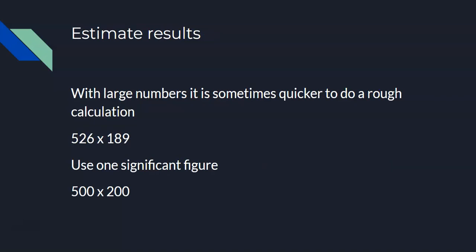Sometimes it might ask you to estimate results. And with large numbers, it can sometimes be quicker to do a quick rough calculation. So if it asks you to do 526 times 189, just use one significant figure. You might do 500 times 200. So it might ask you to do that in some of your exams.